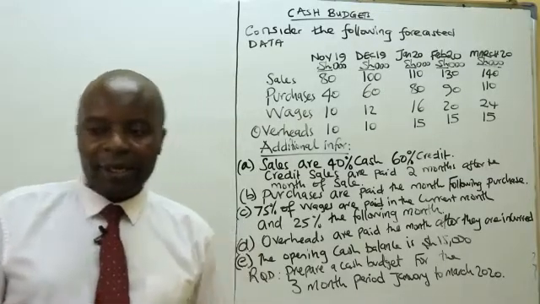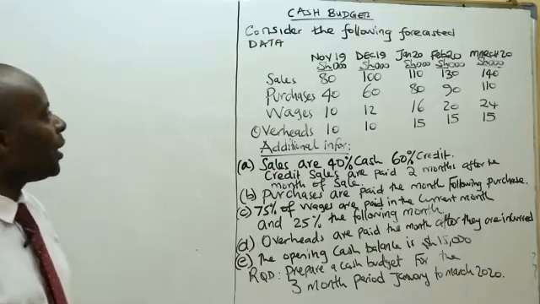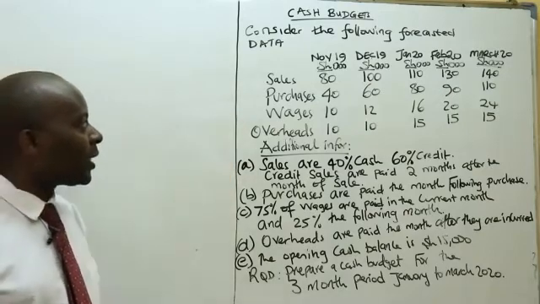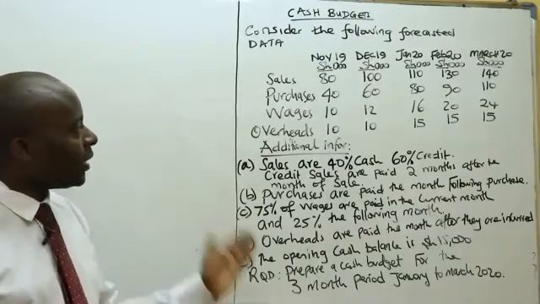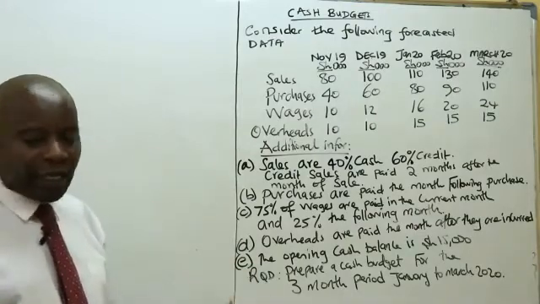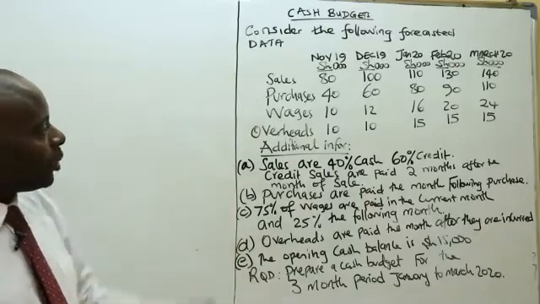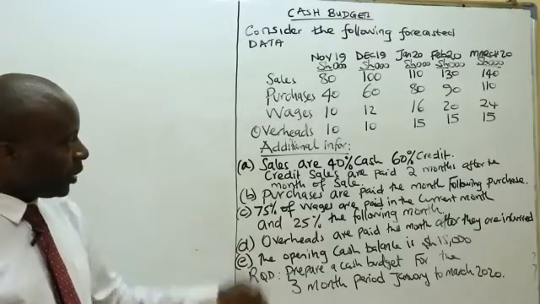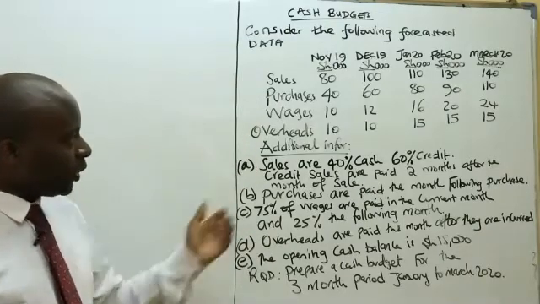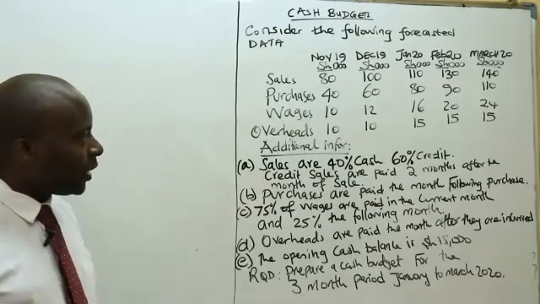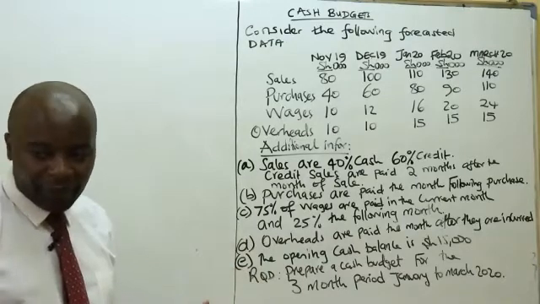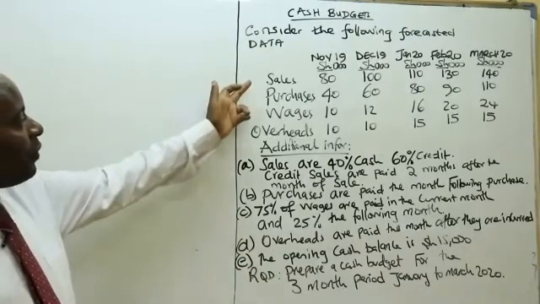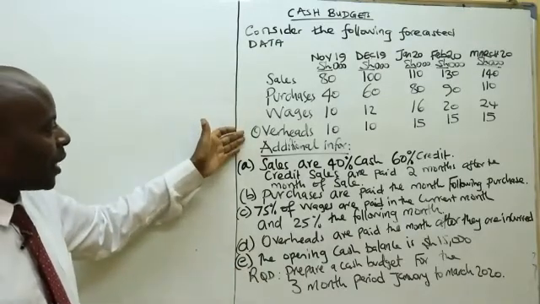Great. So we are given a question here for cash budget. We are told to consider the following forecasted data. They have given us sales for November 2019, December 2019, January 2020, February 2020, and March 2020. They have given me sales, purchases, wages, and overheads.